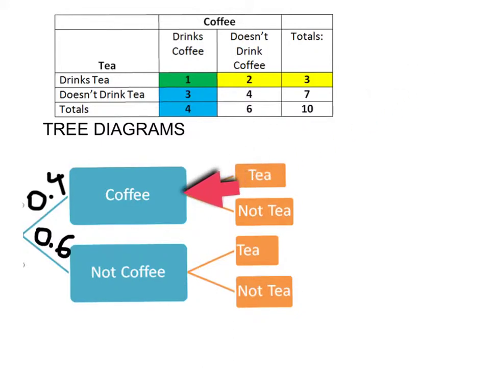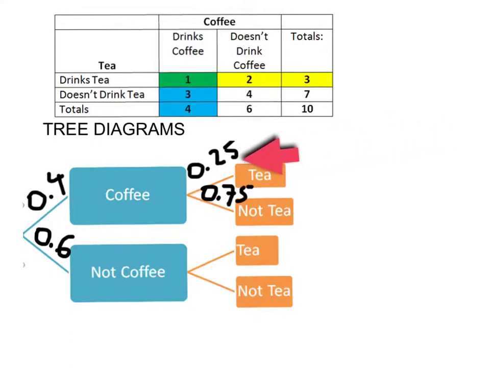Next branch or split of the tree, we're focusing here on just the coffee drinkers, and we split it out into the second event, drinking tea or not drinking tea. So from our table, of the coffee drinkers, 1 in 4 drinks tea. So we write that there as 1 divided by 4, or 25%, 0.25. And the remaining 3 in 4, 75%, don't drink tea.